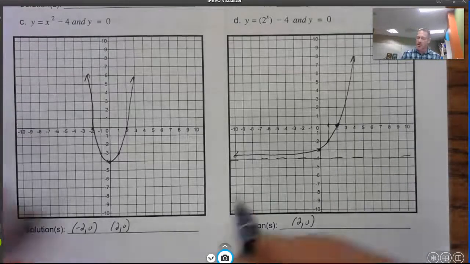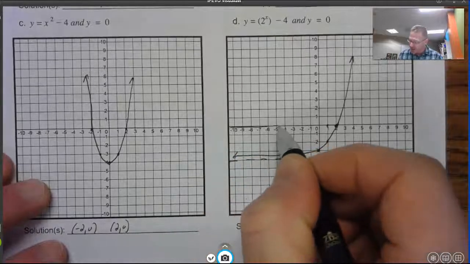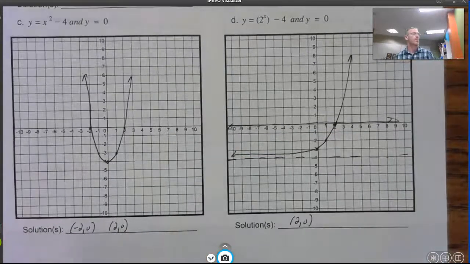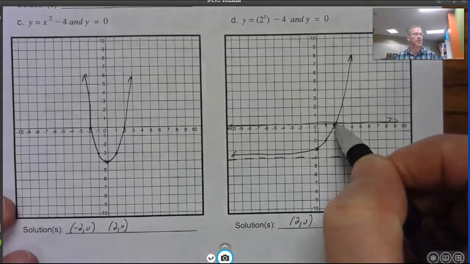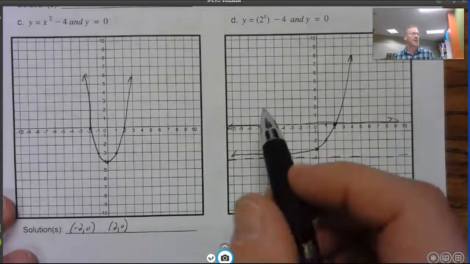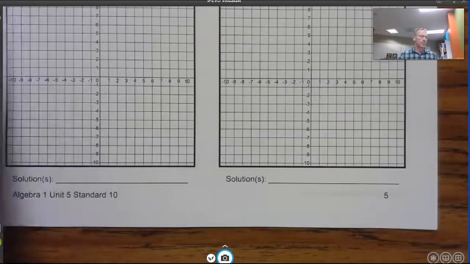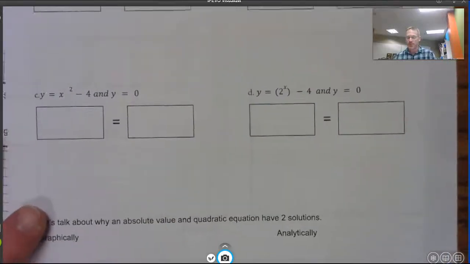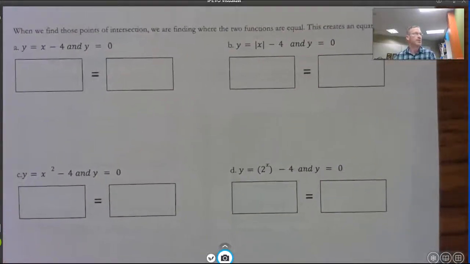This idea is systems of equations, which, like I said, was our prior unit before we left for winter break. Now what we want to do is say, how do I find this point of intersection without doing the entire graph? So let's turn the page and look at the next sheet. What's happening when we find those points of intersection?